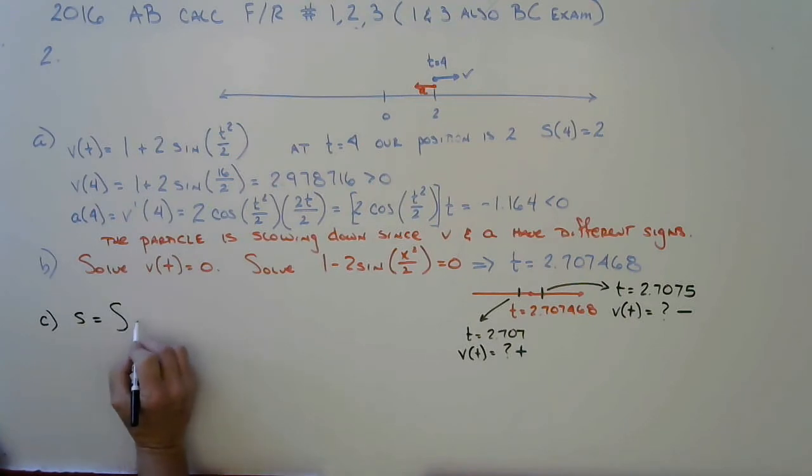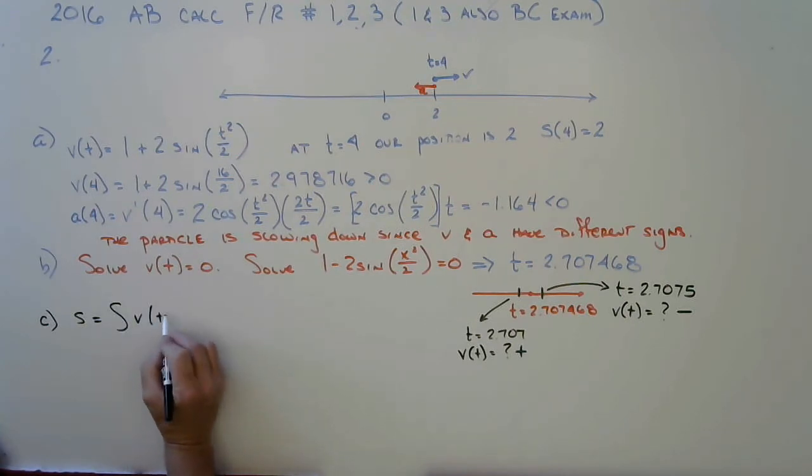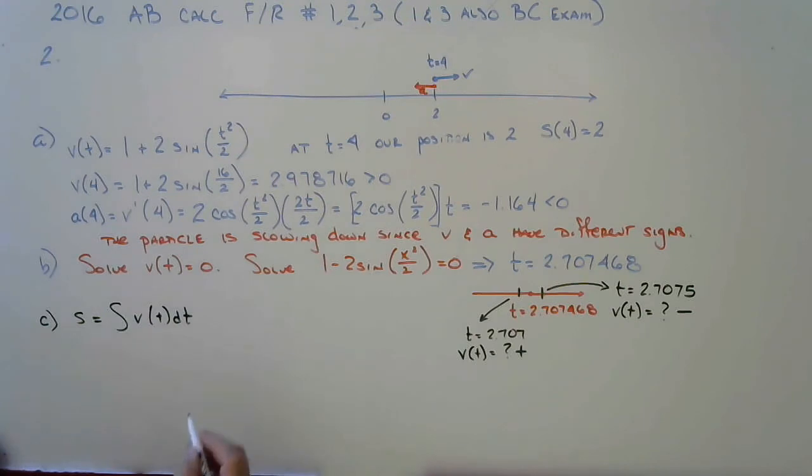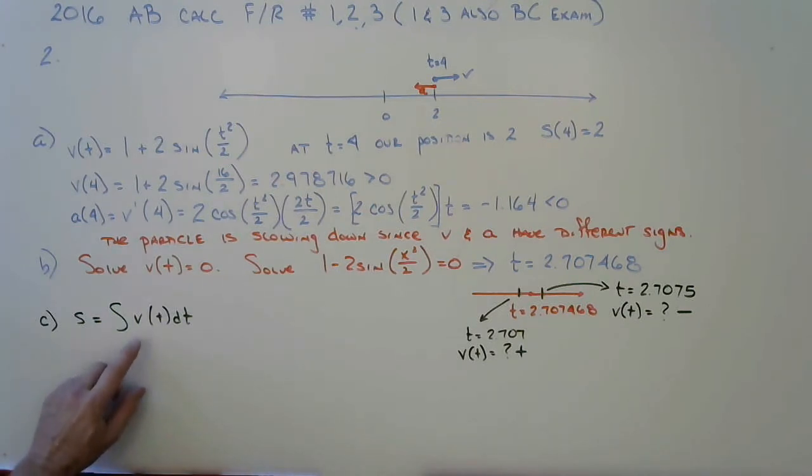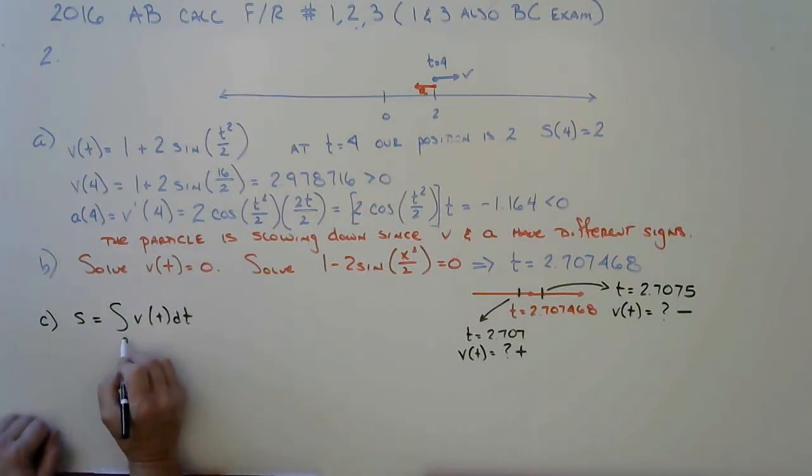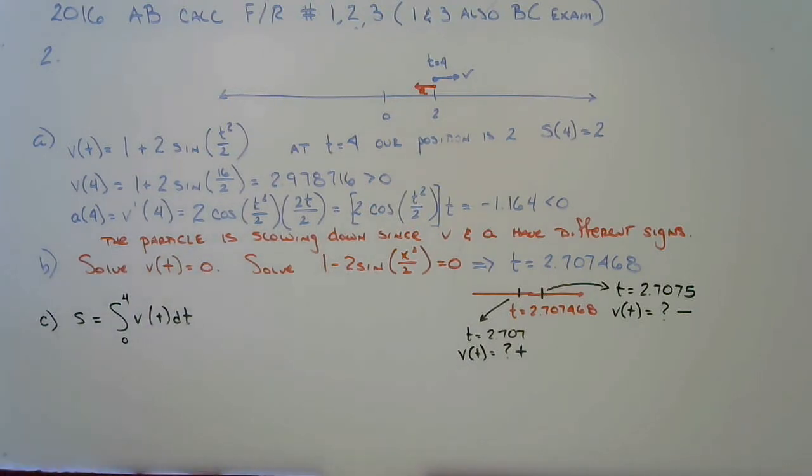And we know s is the integral of velocity, right? That's what we said in class. We said the derivative of s is velocity, so therefore the integral of velocity undoes that. That's s. But what will that tell us? Well, this will tell me how far I've moved. So if I integrate this between 0 and 4, that's going to tell me how far I moved.